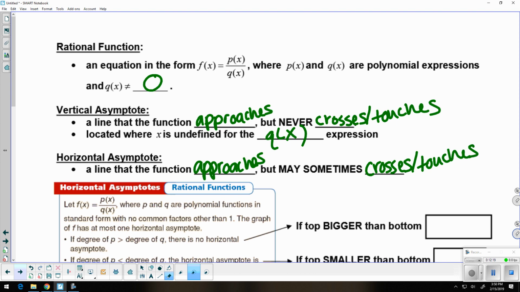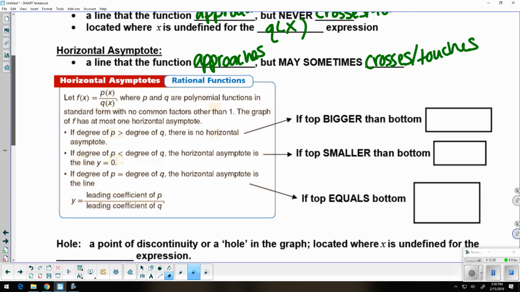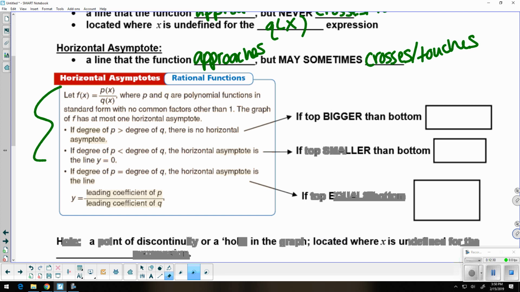Are we going to necessarily see that? Probably not. Okay, but here's the hard part: knowing when you have a horizontal asymptote. So you have to memorize this box right here. This is key. It's kind of more summarized over on the right-hand side, so I'll walk you through this.